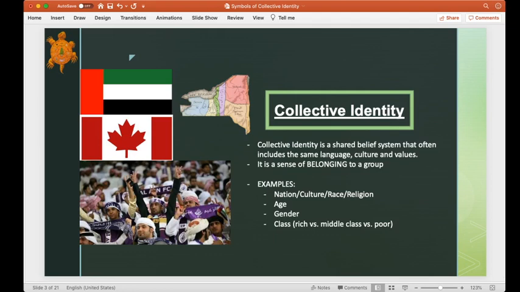Before we move on, obviously we need to define what collective identity is, because that's the whole point of today's topic: symbols that represent collective identity. Collective identity is a shared belief system between people. It's a sense of belonging to a bigger group. Often when we talk about collective identity, we're talking in terms of language, religion, culture, ethnicity. Some examples, as I've already listed a bunch, are gender and class maybe.